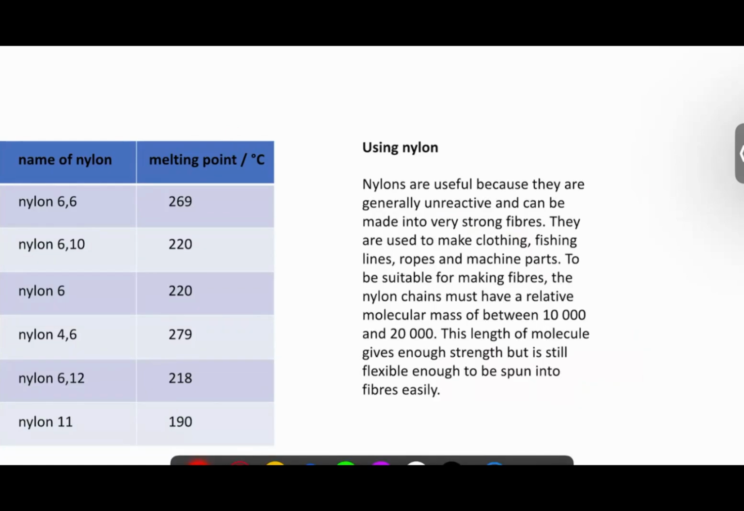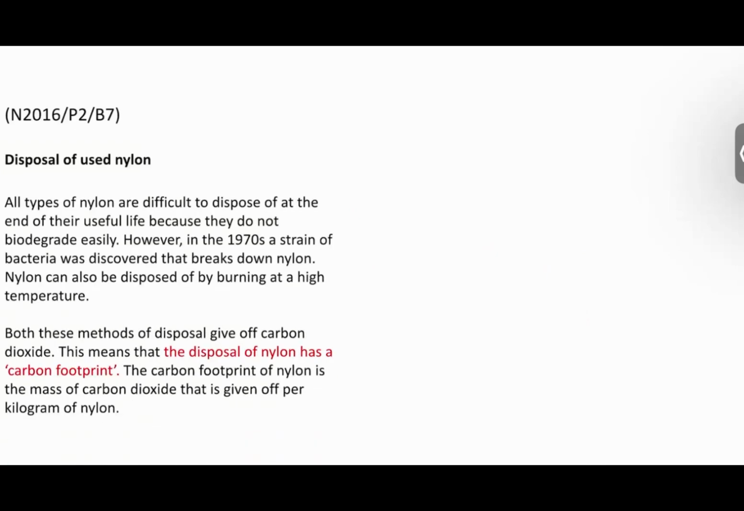Nylons are useful because they are generally unreactive and they can be made into very strong fibers. Examples would be making of clothes, fishing lines, ropes, and even machine parts. To be suitable for making fiber, the nylon chains must have a relative molecular mass between 10,000 and 20,000. The length of the molecule gives enough strength, but it is still flexible enough to be made into fiber. Okay, question: disposal of used nylon.